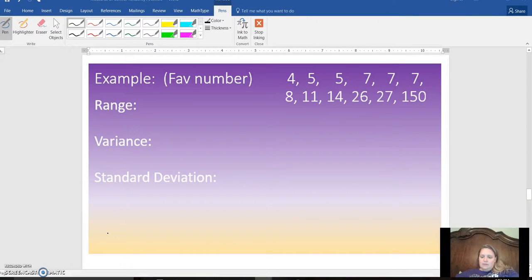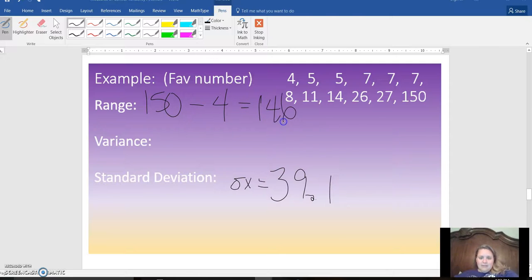All right, so we got standard deviation is sigma x, okay, and it is 39.1. The range we don't know, but it tells us that the max is 150. I mean, we can look at our data and tell, and that our min was 4, and when we subtract it, we get our range is 146.